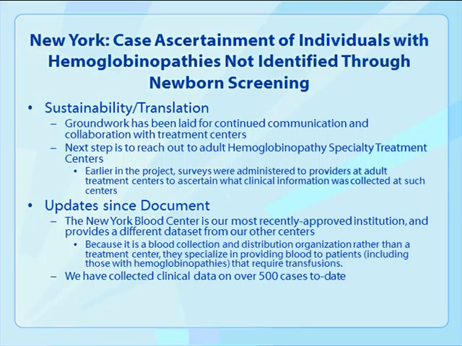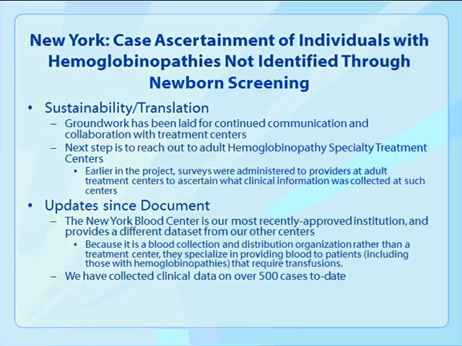The next logical step would be to reach out to adult hemoglobinopathy specialty treatment centers, which we've already done some work on to date. Earlier in the project, surveys were administered to providers at adult treatment centers to ascertain what kind of clinical information they were collecting. Outreach to those centers would follow the same protocol used in outreach to the pediatric centers.